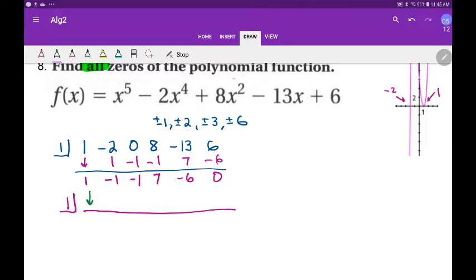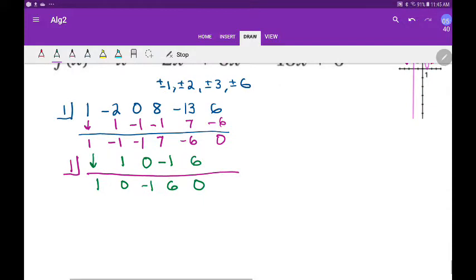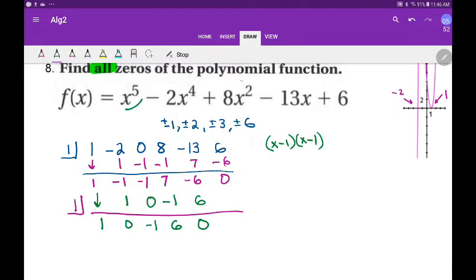Well, sure. So I have the 1 comes down, and 1 times 1 is 1. 1 plus negative 1 is 0. 1 times 0 is 0. Negative 1 plus 0 is negative 1. 1 times negative 1 is negative 1. 7 plus negative 1 is 6. 1 times 6 is 6. Negative 6 and 6 is 0. Okay, so far, let's see. So far I have x minus 1 and x minus 1. And I have these guys left over down here. So I've done it twice.